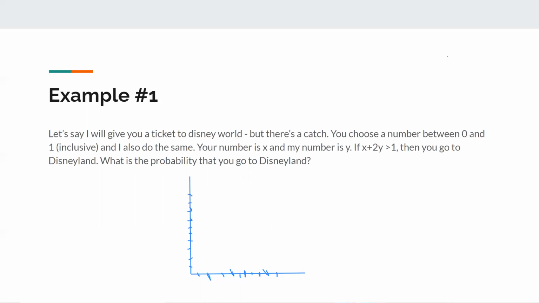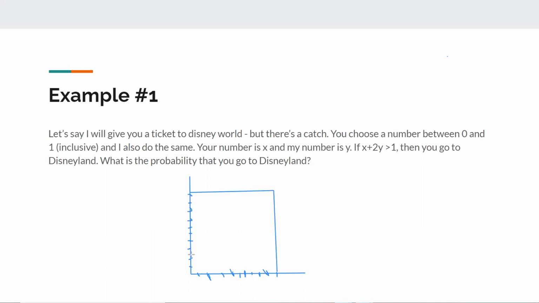Your number is X and my number is Y. If X plus 2Y is greater than 1, then you go to Disneyland. This is an equation, so let's graph the different values that are possible. Let's say each benchmark point represents 1, so the maximum you can choose is 1 and the maximum I can choose is 1. We're in the same boat.